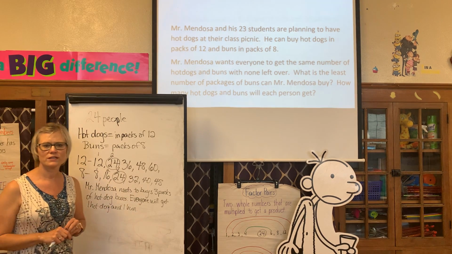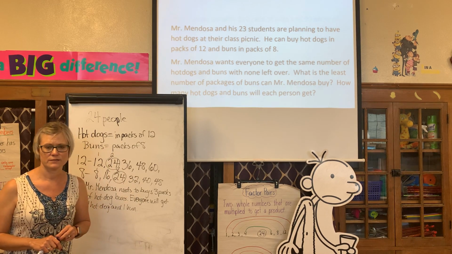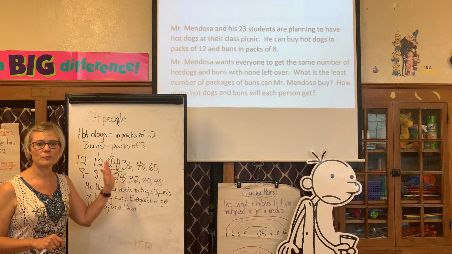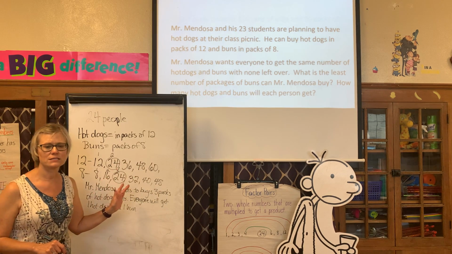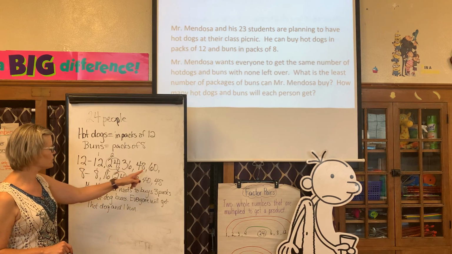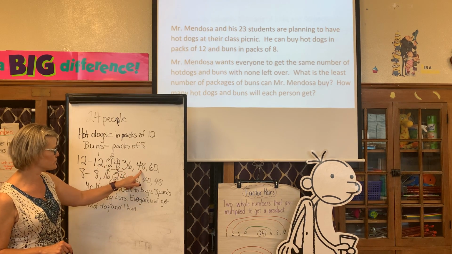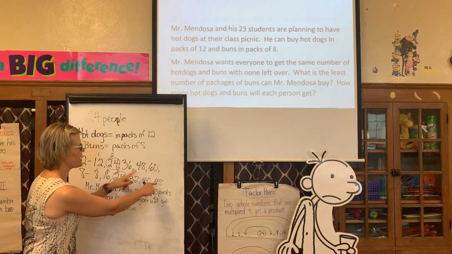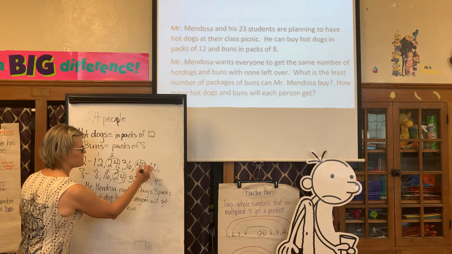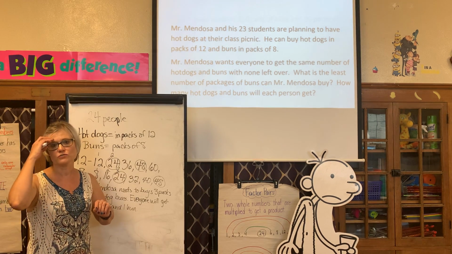Okay, now, so we've answered the questions, but you know, I've got a challenge for you. What if he wanted to make sure everybody got 2 hot dogs and 2 hot dog buns? So now we need to go up and see which is the next common multiple that they both share. So when I take a look at 12, I've got 12, 24, that was my first one, 36, 48. 48 is shared by both. All right, so that's the next common multiple.